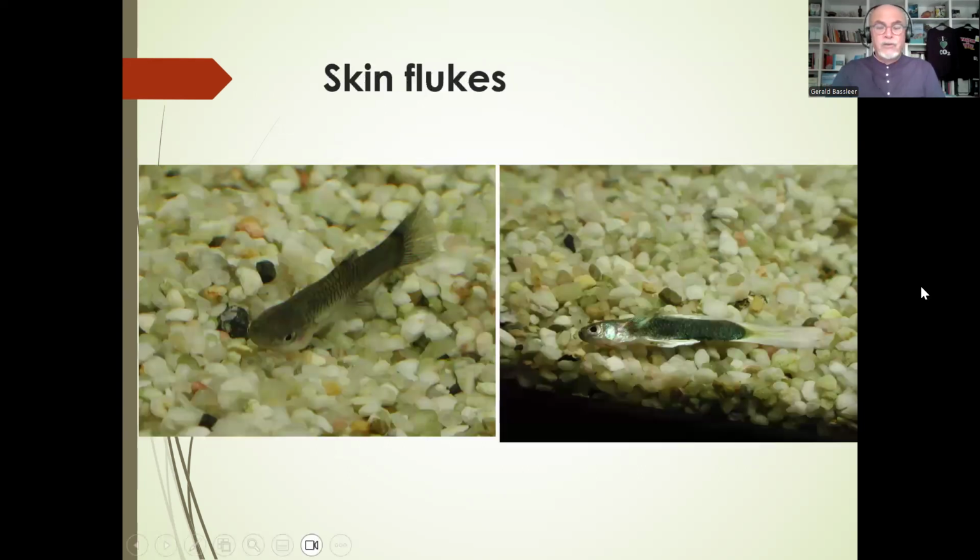The next disease is skin flukes. You can see the skinny guppy here laying on the bottom. Also this one with frayed fins laying on the bottom. Those are typical fish which are becoming weakened with a skin fluke infection.